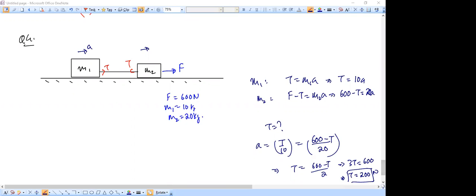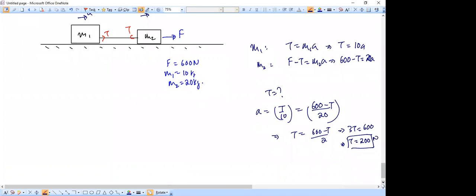Okay, let's move on to the fifth question. So two masses. Now fifth question onwards, we are looking at pulley type of system. So let's discuss that. So this is your pulley. Okay. It's attached to a ceiling like this.